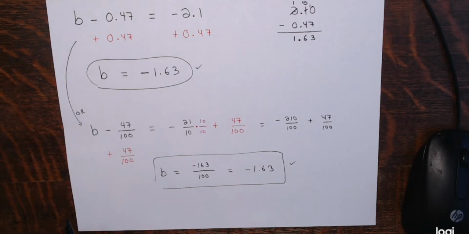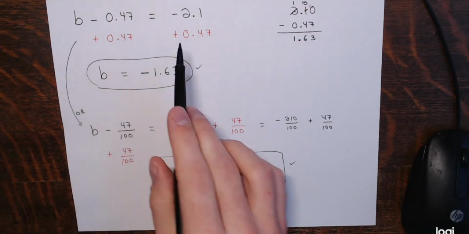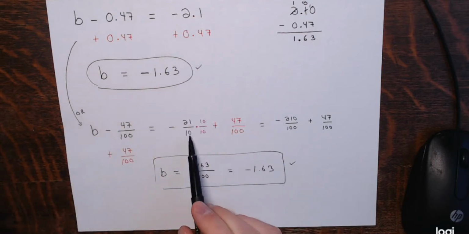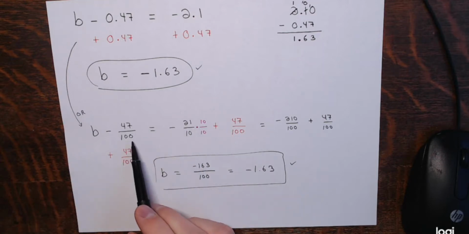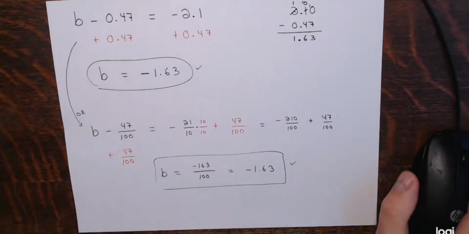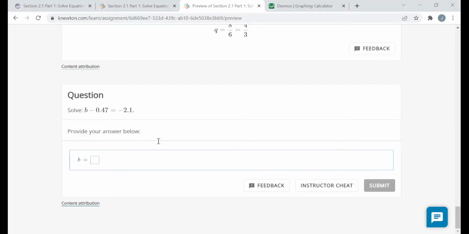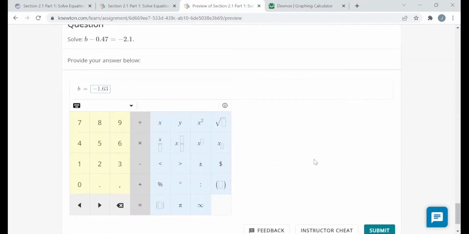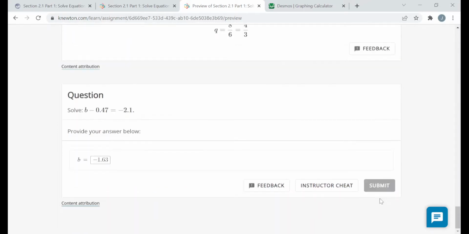So it's up to you. If you want to work with decimals, cool. If you remember how to change decimals to fractions, it's just going to be some integer divided by a power of 10: 10, 100, 1,000. And I think working with fractions with denominators that are powers of 10 is just as easy as working with decimals, in my opinion. But the solution is negative 1.63. So I enter that and submit. Wonderful.